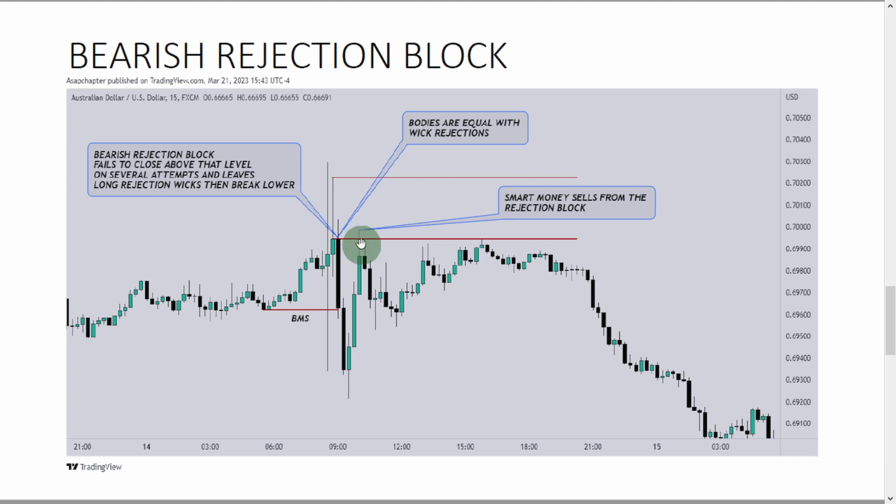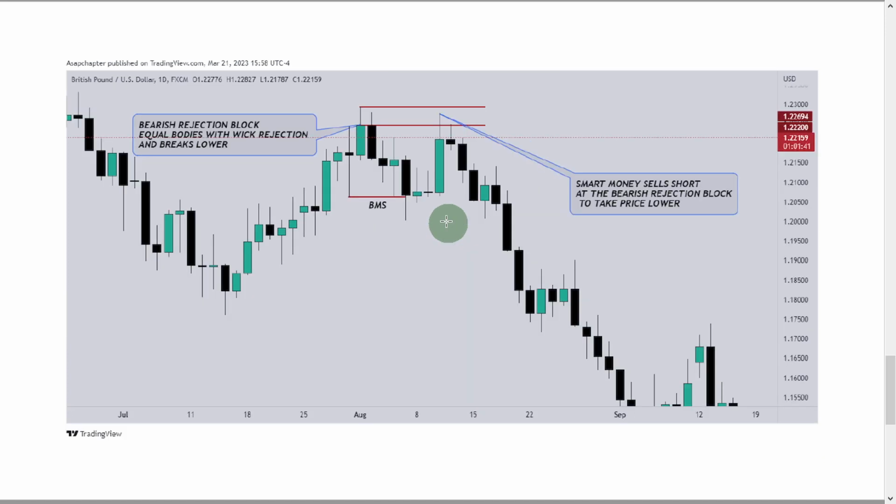Smart money returns into the area right here, and then they sell off. They come and tap into it one more time and sell off. So these areas are very powerful areas in price where we can engage our positions. One more example: these two candle bodies are equal, with rejections at the top, a break in market structure, and price returns into the rejection block. The bodies of this candle and the last rejection high, this space is your rejection block. Smart money returns back to the area and sells off.